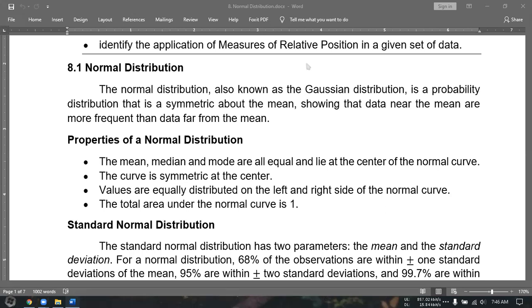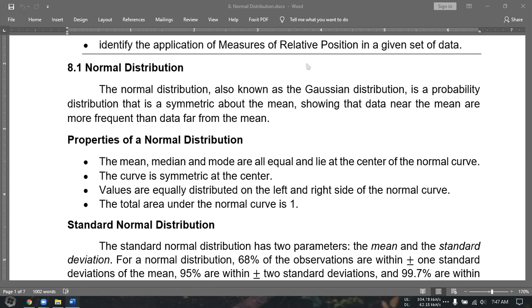Now, here are some properties of normal distribution. The mean, median, and the mode are equal and lie at the center of the normal curve. The mean, median, and the mode are of equal measures. The curve is symmetric at the center. When we say symmetric, the left side is the mirror image of the right side, or the reflection of the right side, and vice versa. That is symmetry. Values are equally distributed on the left and the right side of the normal curve.